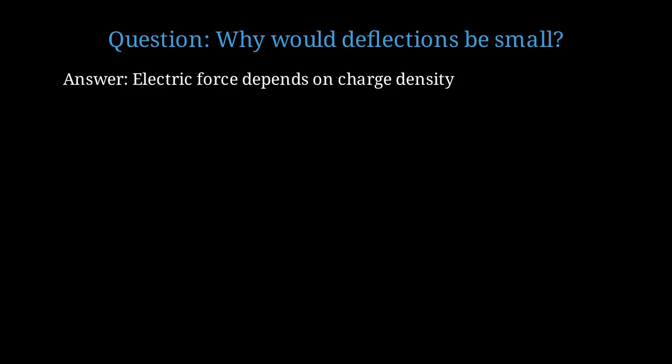If positive charge is spread over a large volume, the charge density is low. Electric force is proportional to the amount of charge in a small region. Coulomb's law tells us force equals k times Q1 Q2 divided by r squared. If Q2, the positive charge nearby, is small because it's distributed, then the force is small.